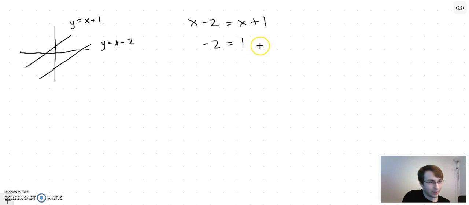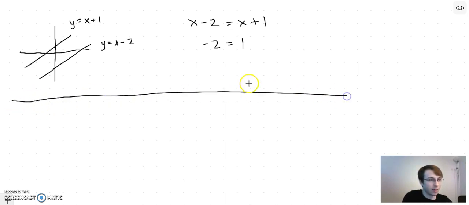That just doesn't make sense. So there's no solution. There's no x that you can plug in that'll make negative 2 equal to 1. X's are powerful, but not powerful enough to change the fundamental laws of math here. Let's try another case.